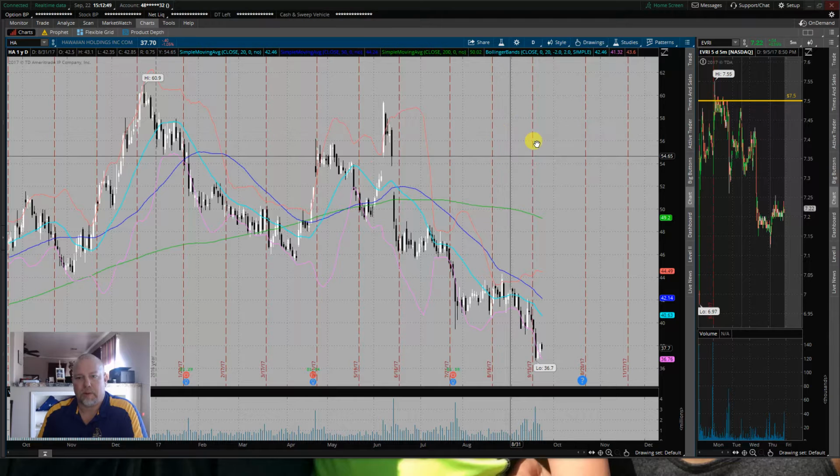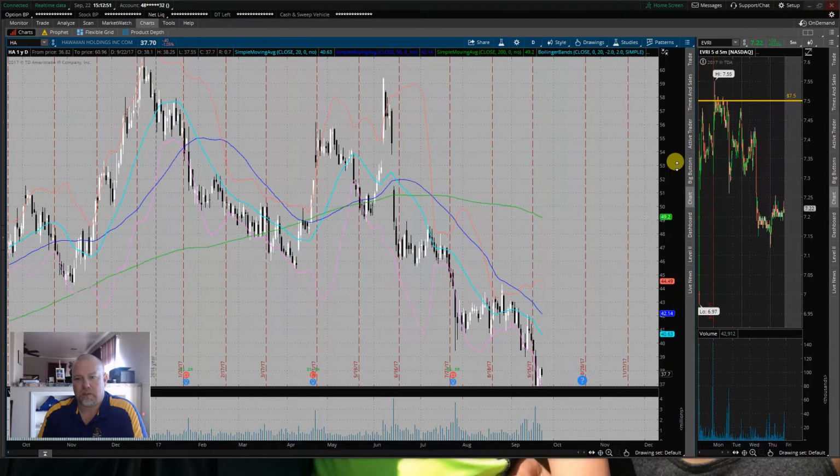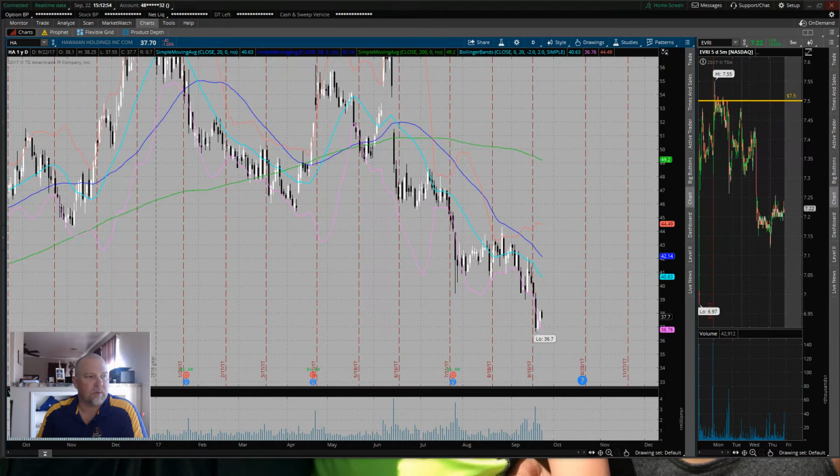Oops, got the hand here. Let's make this chart just a little taller. And so the latest action on it came back up here. It failed again right here. The stock took some bearish down movement, and it's still trading below these moving averages, well below.